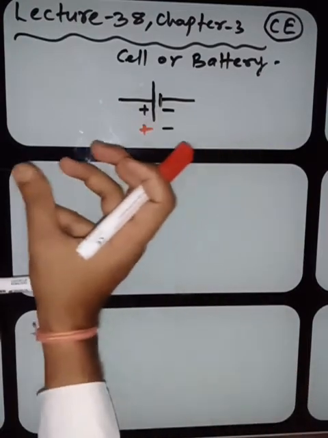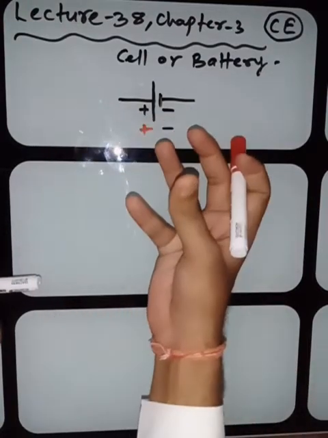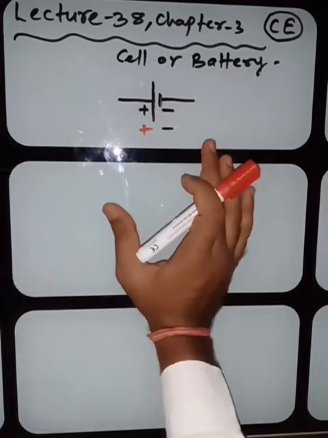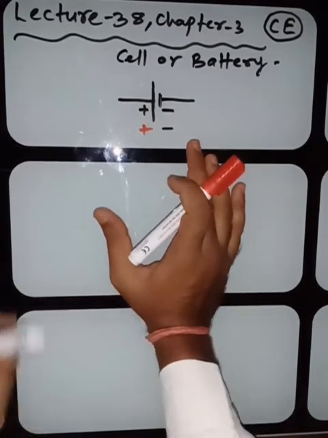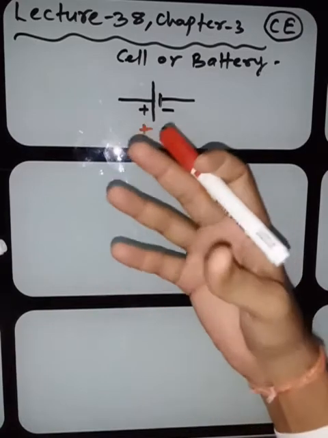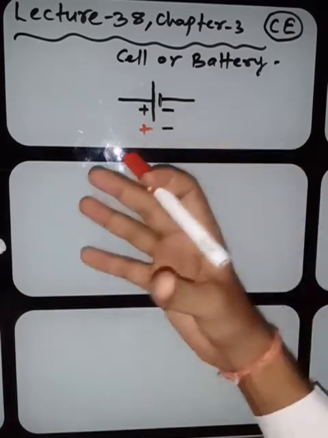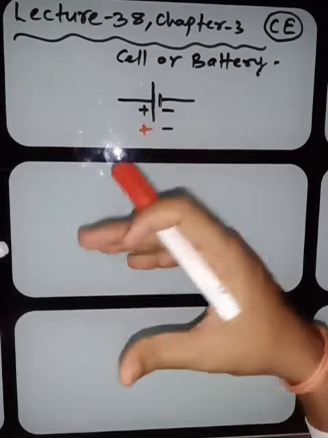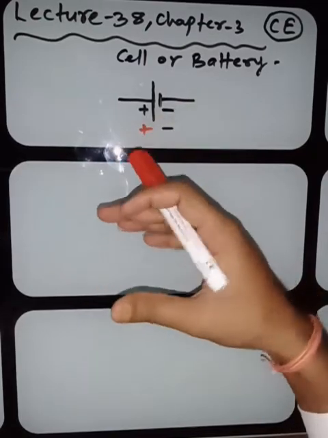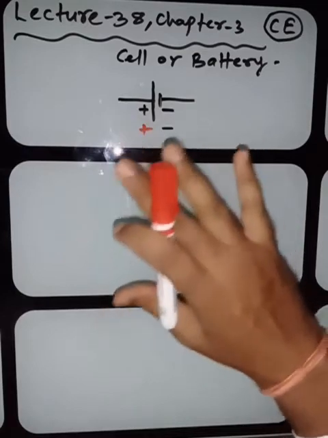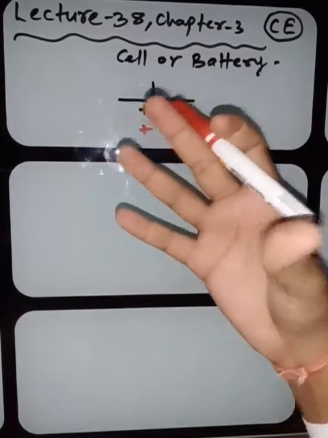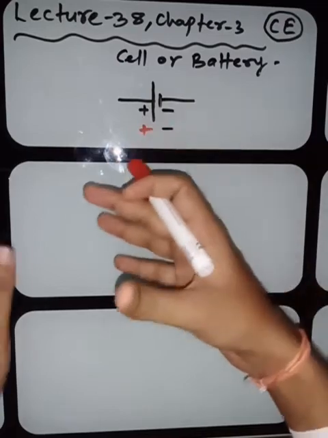Actually, a number of cells are connected to form a battery. So a battery is nothing but a combination of a number of cells. My dear students, what is the use of a cell or battery? This cell or battery is used to supply or maintain the potential difference. Why is potential difference required? The potential difference is required for the flow of charge.